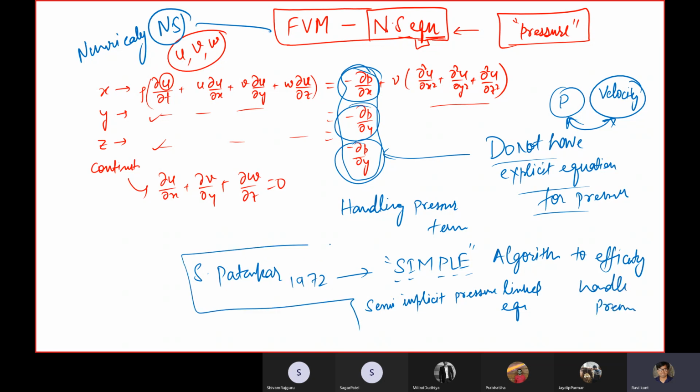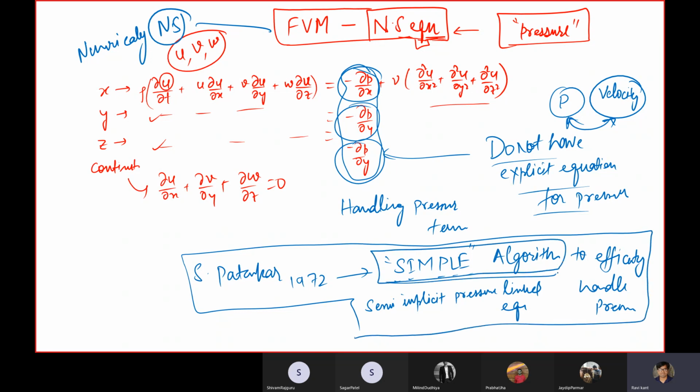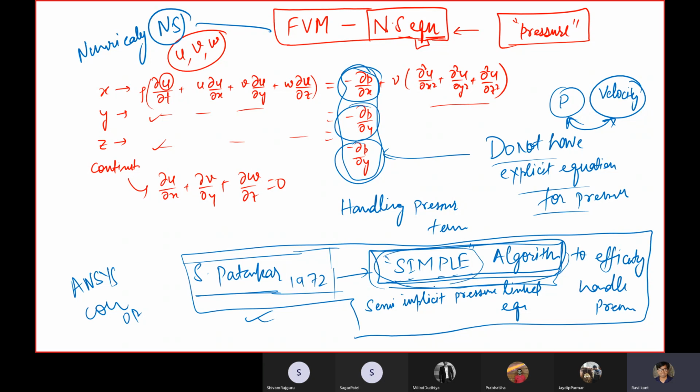And you would be surprised, people still use this SIMPLE algorithm in all flow scenarios to this date. No better algorithm has been developed. This Indian scientist gave it long back, and it is a proud moment for us that we have given this algorithm to the whole world. Till this date people are using it, and even if you use ANSYS or COMSOL or any other software, OpenFOAM, everywhere it uses in some way the SIMPLE algorithm or its variants.